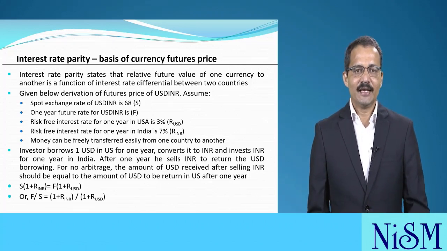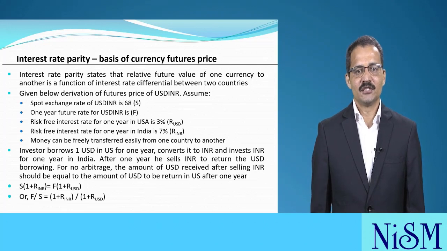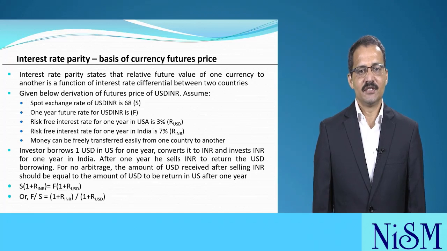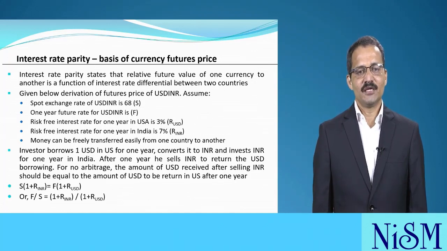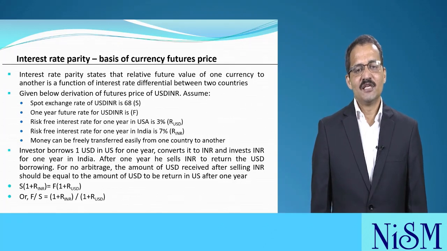So let's take an example. Suppose the spot exchange rate of USD/INR today is 68. The risk-free return of US for 1 year is 3% and the risk-free interest rate of India is 7%. So how can we arrive at the future price of USD/INR? Obviously the 1 year interest rate in US is 3%, so I will borrow in US.